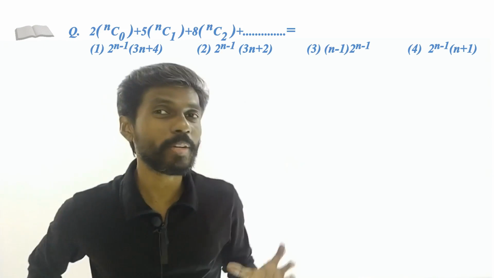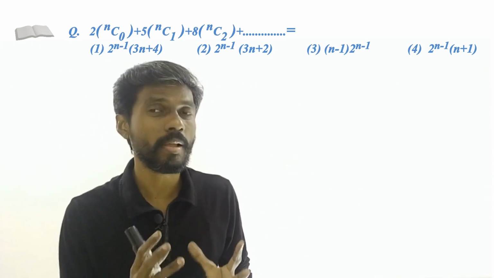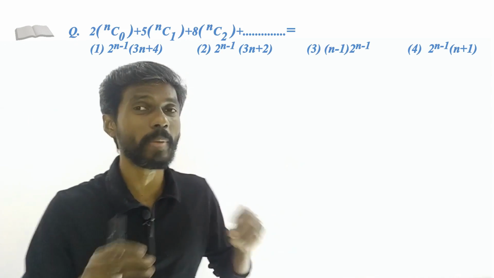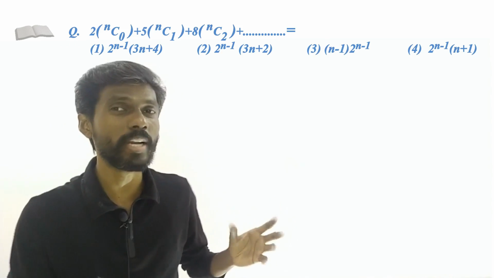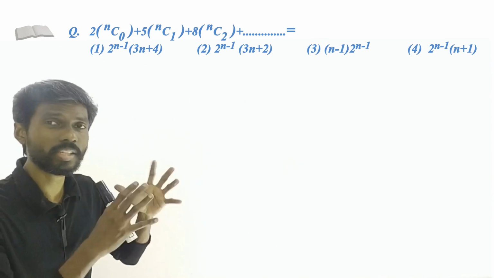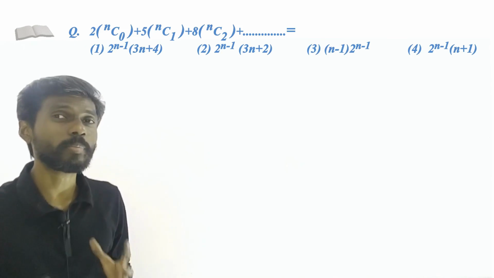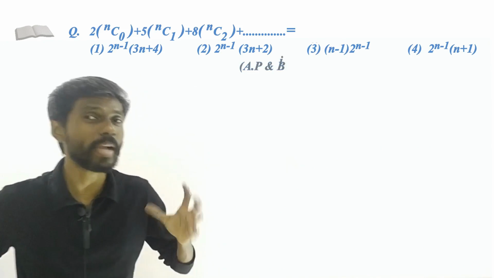Here also the binomial coefficients nC0, nC1, nC2, etc. are multiplied by some numbers. But in the last question, those numbers were just natural numbers, 1, 2, 3, etc. But here, the numbers multiplied are not just natural numbers, but they form a pattern: 2, 5, and 8, etc. These numbers are in arithmetic progression. So this is a combination of an arithmetic progression and the binomial coefficient, right?